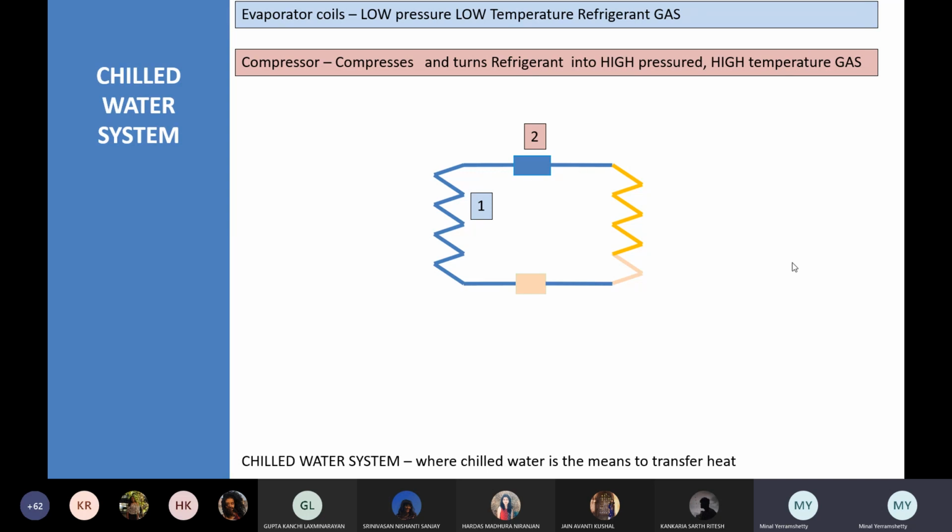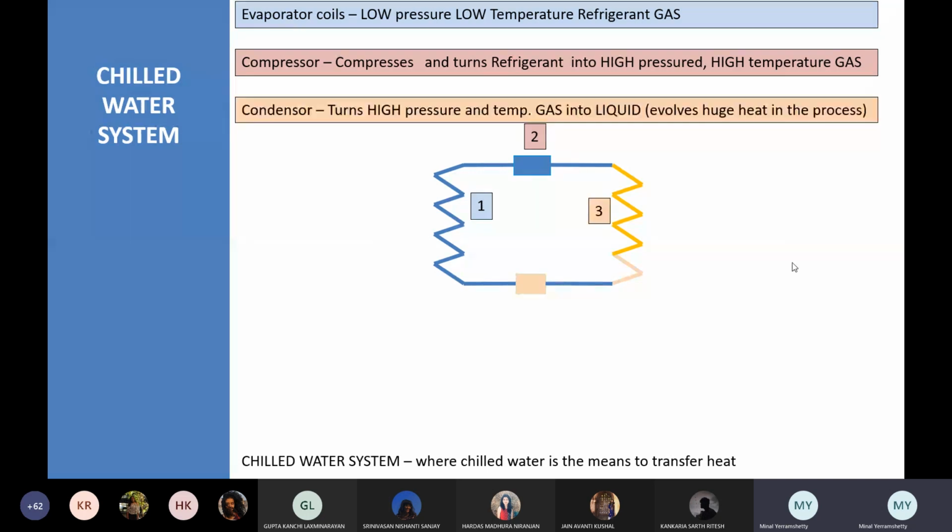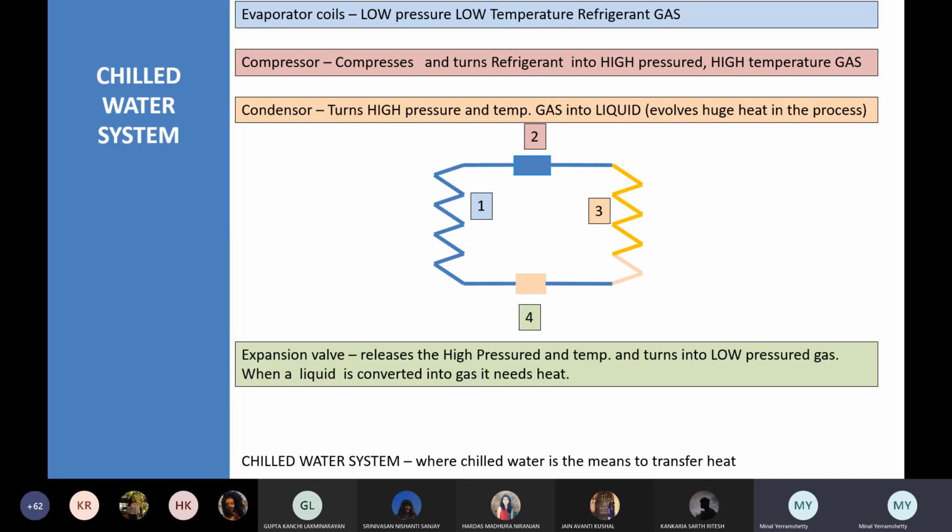ठीक है? Now third में क्या होता है? Condenser. Condenser turns high pressure, high temperature gas into liquid. Again, I'm repeating all this. Sorry, but yeah, that is required. ठीक है? 4 is expansion valve, releases the high pressure and turns into low pressure gas. Even if you guys don't remember all this pressure business, na chalega. Just remember where is heating and where is cooling happening. Even if you remember this, you are set.